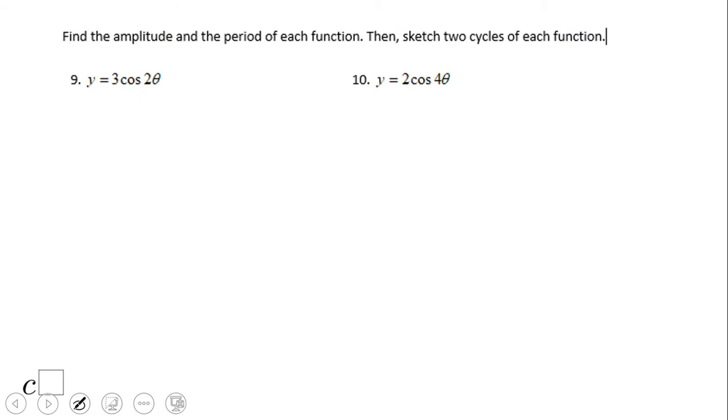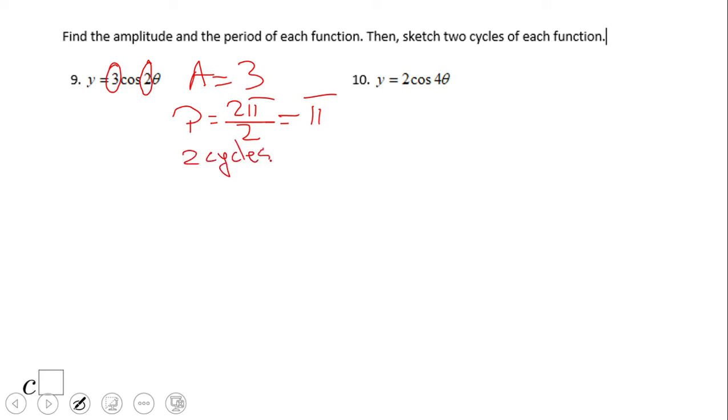Looking here, the first thing we notice is this 3, and that will be the amplitude. Then we notice this 2, which means two things. First of all, the period, 2 pi over b, which is 2 pi over 2, can be simplified to pi. So the period of this number 9 is pi, and it also means that we have two cycles between 0 and 2 pi. Okay, so let's draw this picture.